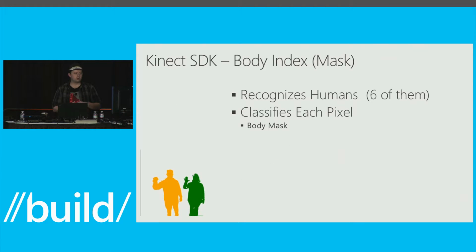The first core one is body mask, or body index. So it's asking the question, for every pixel that I can see, is it part of a person? And if so, which of the people that I'm currently tracking is it a part of? So they're rendered as color here. It's basically a 3-bit field which is telling you which of the potential skeletons it is.